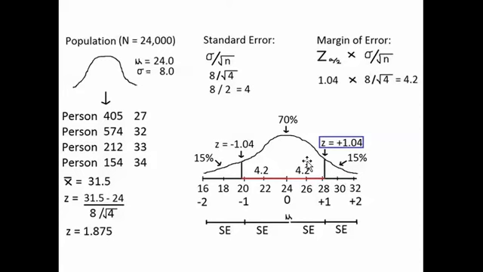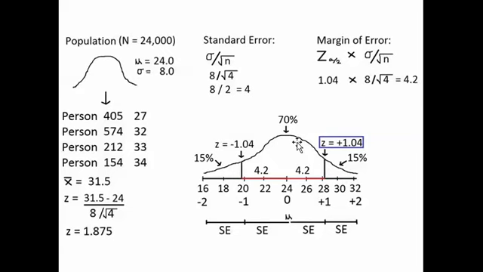Third, this margin of error is telling us that if we kept on randomly selecting different samples of 4 people from this population, and we kept calculating the sample mean each time, 70% of the time, we would get a sample mean within 4.2 of the population mean in this middle area. 15% of the time, we would get a sample mean more than 4.2 below the population mean out here. And 15% of the time, we would get a sample mean more than 4.2 above the population mean out here.